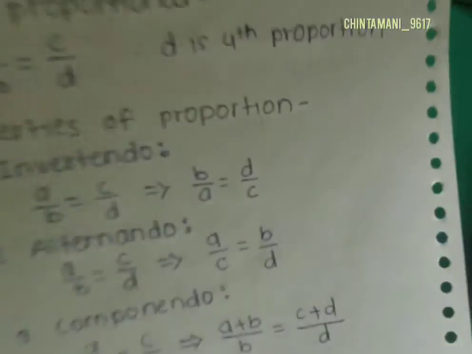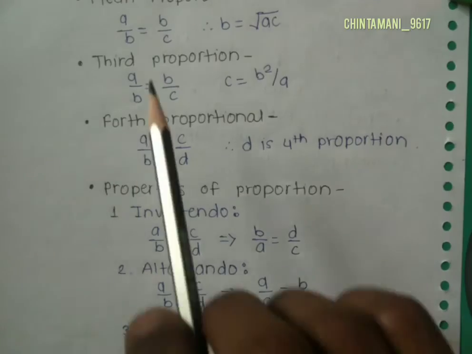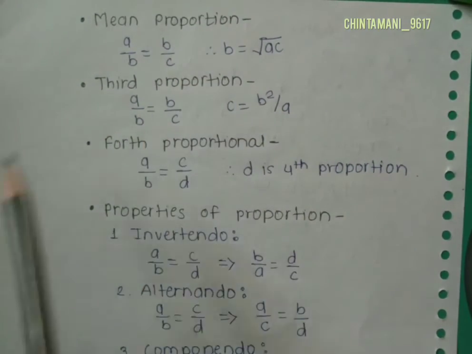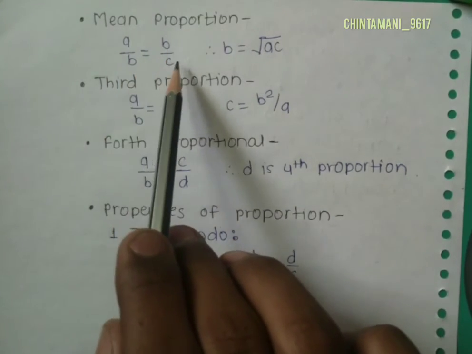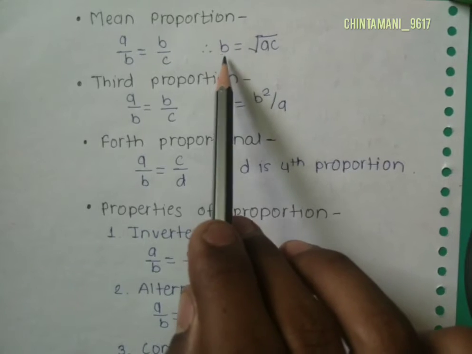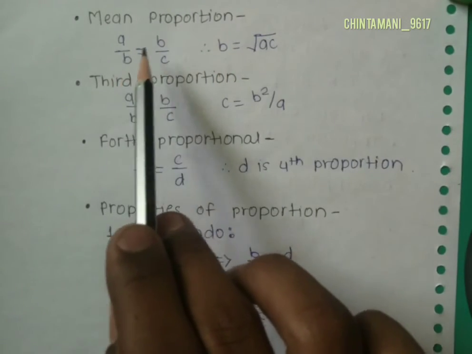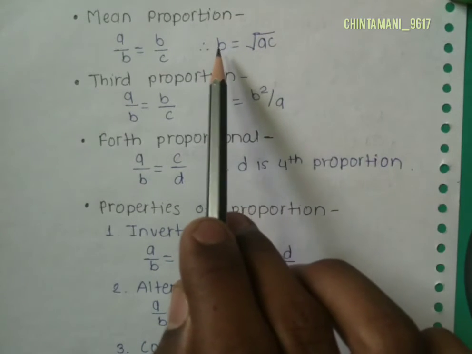Moving forward, there are some other properties. The mean proportion: if we are given the ratios a is to b is equal to b is to c, then the mean proportion will be b is equal to the square root of ac. The mean proportion is common, therefore b square is equal to ac, so b is equal to the square root of ac.